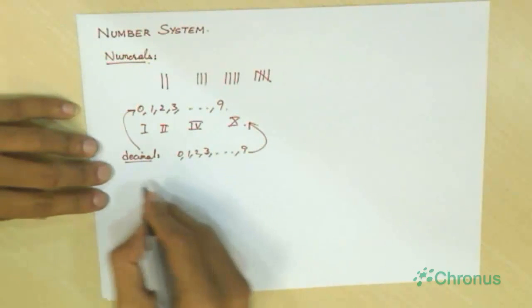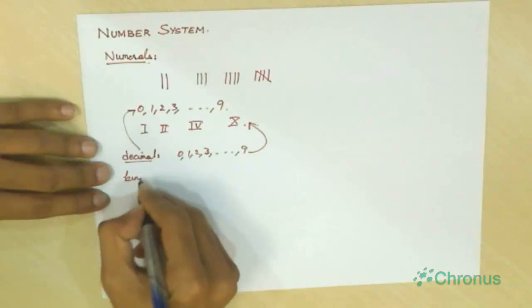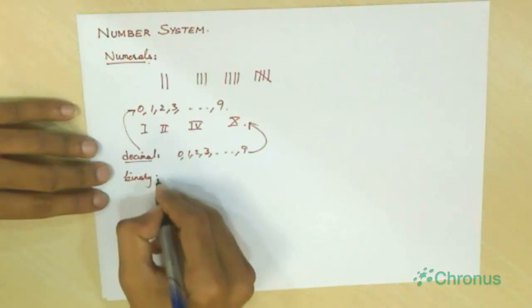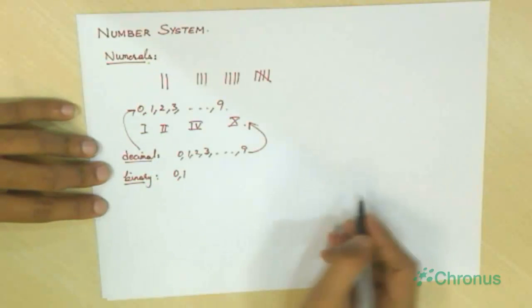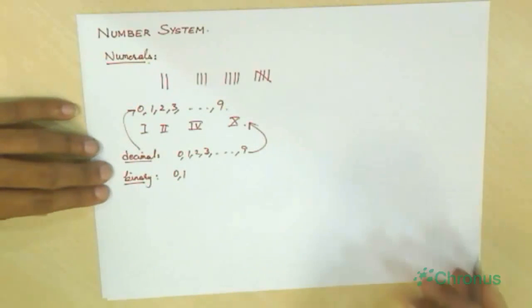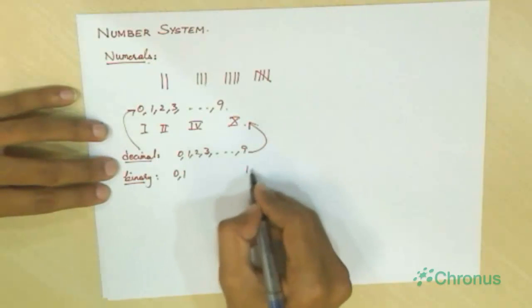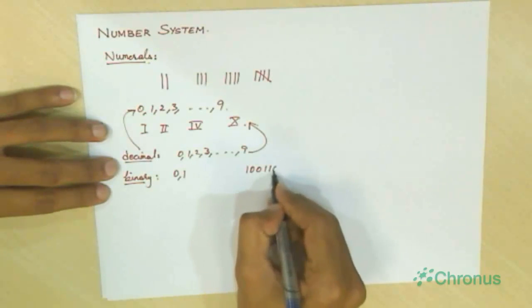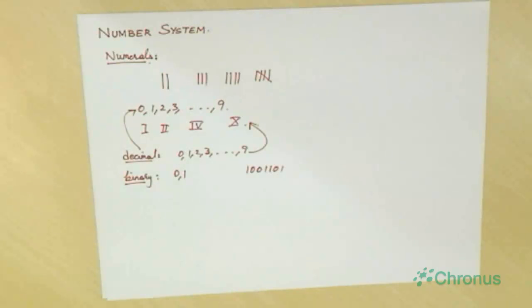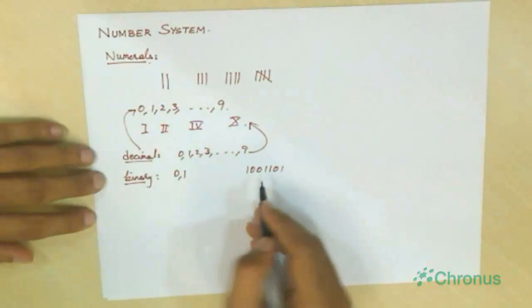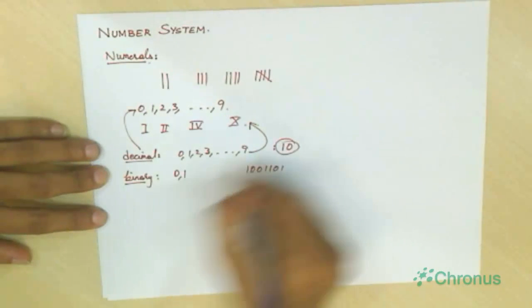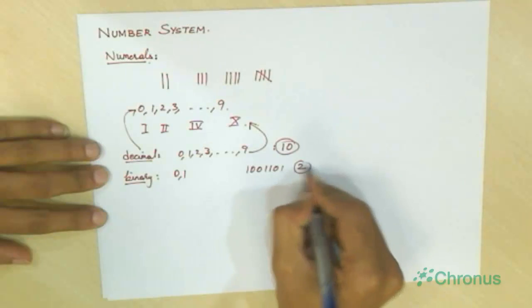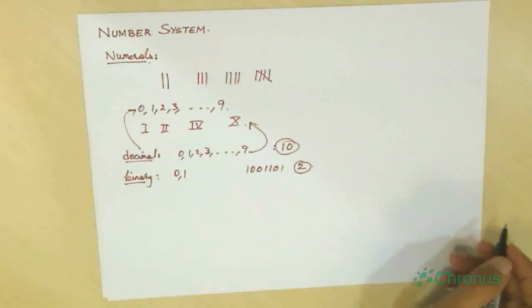Another very common number system is the binary system, which is widely used in computers. This has just two symbols, 0 and 1. An example number can be something like 10011101. This could be a number representation. Here we have regular base 10, with 10 symbols. Here the base is 2, so we have 2 symbols.